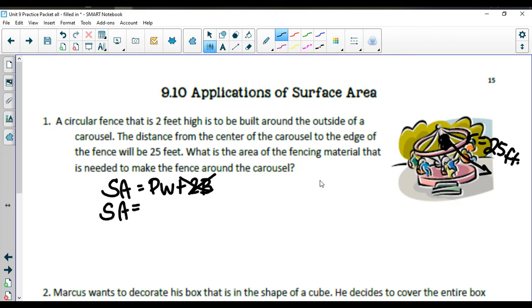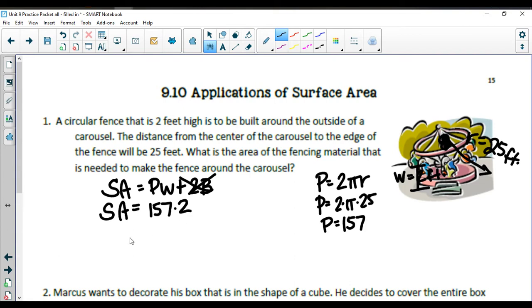So perimeter of a circle is going to be circumference, which is 2 pi r. So in this case, I'm doing 2 times pi times 25. So that's going to be a total perimeter of 157. The W value is going to be actually that height of the fence, which it says is a 2 foot high fence. So perimeter is going to be 157 times W value is 2. And that gives me a surface area of 314 square feet then.